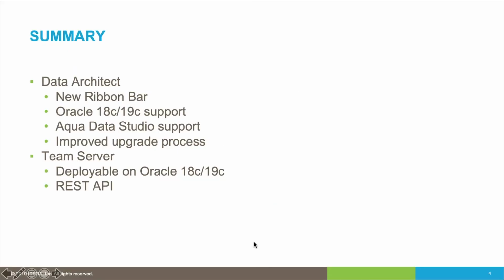To summarize, in ER Studio version 18.5, within Data Architect, we've added a new ribbon bar to make the tool more intuitive and easier to use. We've added support for reverse engineering and forward engineering to Oracle 18C and 19C, and integration with Aqua Data Studio. We've improved the upgrade process, so it retains all your settings from the previous version. Within Team Server, likewise, you can now deploy Team Server to an Oracle 18C or 19C platform, and a lot more of you are doing work with the REST API of Team Server, so we've added some new functions in there and done some performance improvements. Okay, thanks very much for listening.